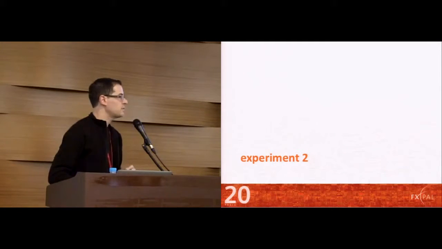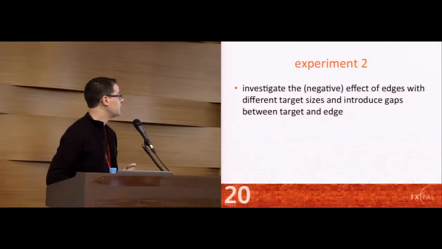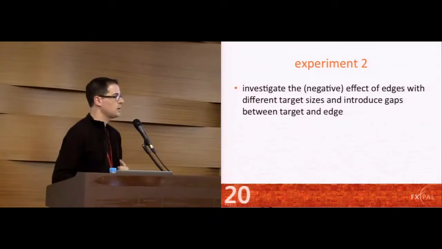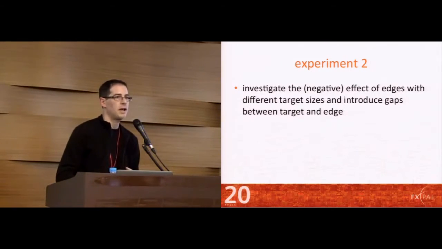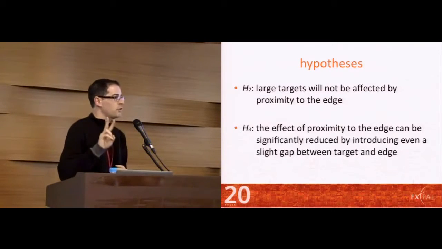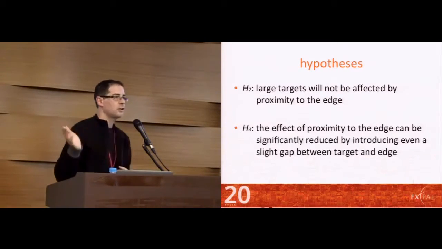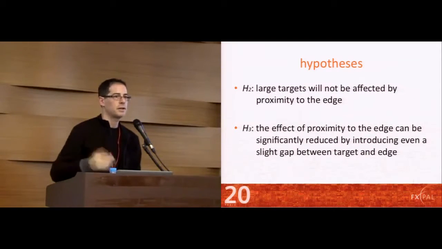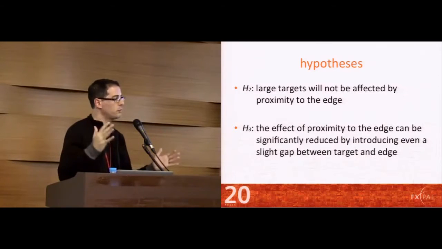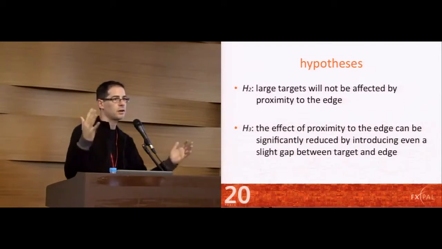So in order to analyze that, I ran experiment 2, in which I investigated the, now we know, negative effect of edges with different target sizes and with different gaps between the targets and the edges. So we have 2 hypotheses now. The first one says that large targets should not be affected by the edge because it's just much easier to hit them. And the second one says that we can remove or reduce the effect by moving targets away from the edge.